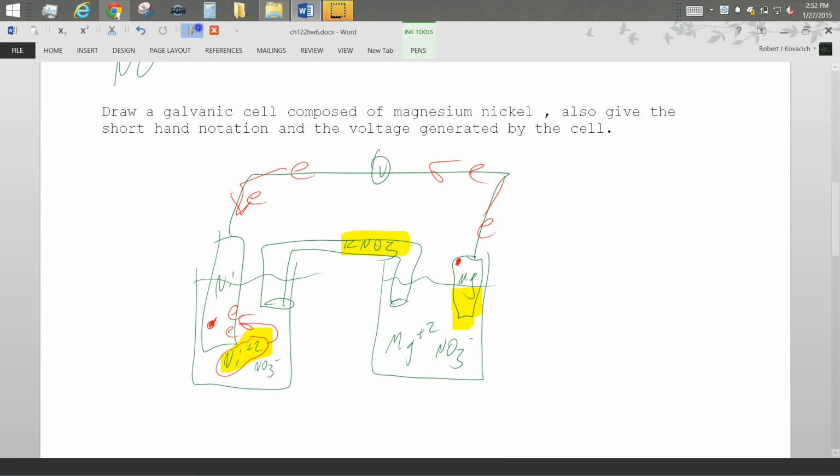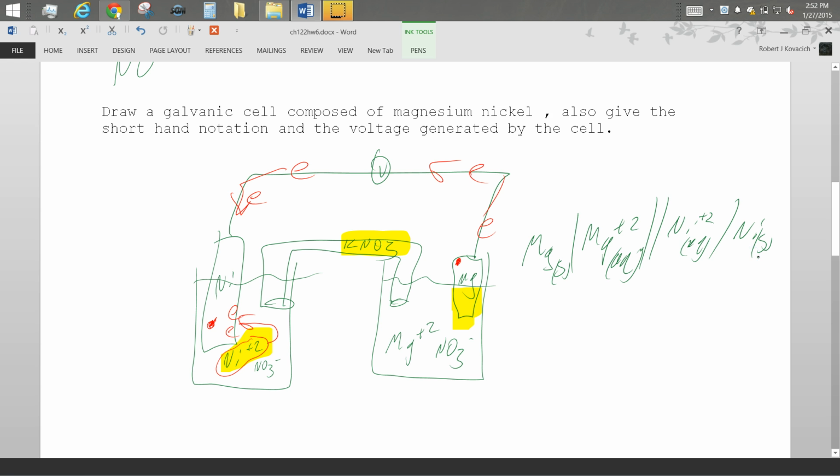The shorthand notation for this would be magnesium solid turns into magnesium ion divided by a salt bridge, and then nickel ion turns into nickel solid.